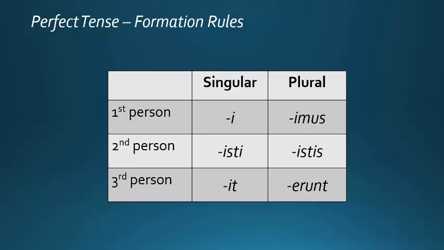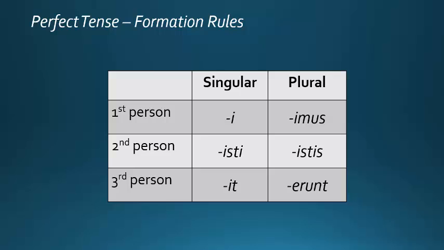Finally, let's look at our perfect tense and how it's formed. The perfect tense is pretty straightforward. Even when you have irregular verbs, they tend to form the same way as all your regular verbs. The personal endings for the perfect tense are -i, -isti, -it, and then for the plural, -imus, -istis, -erunt.